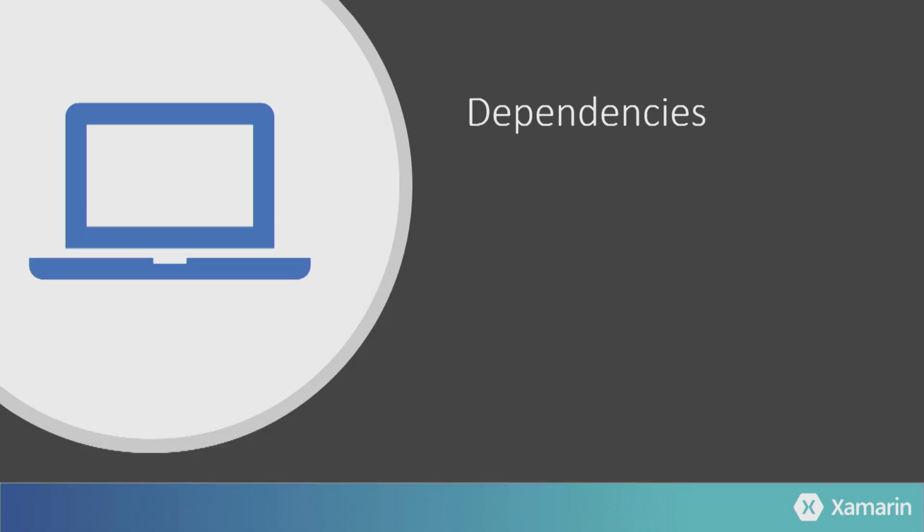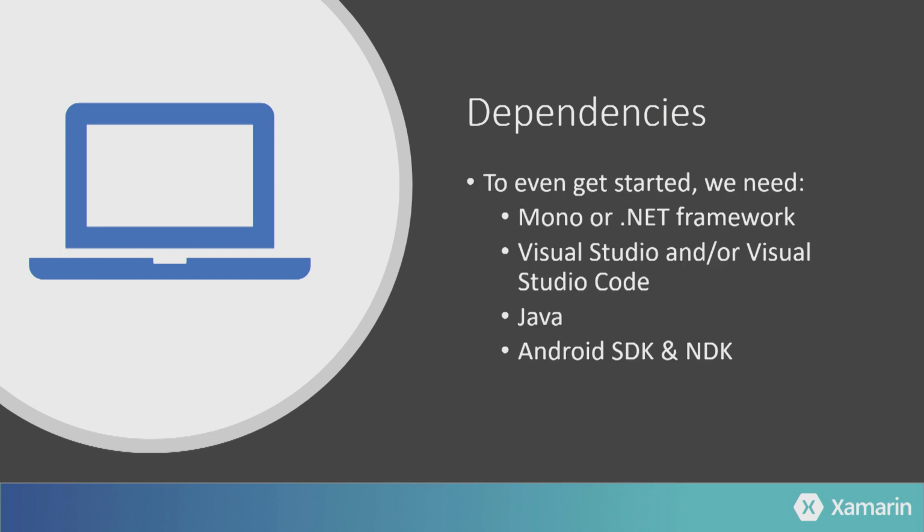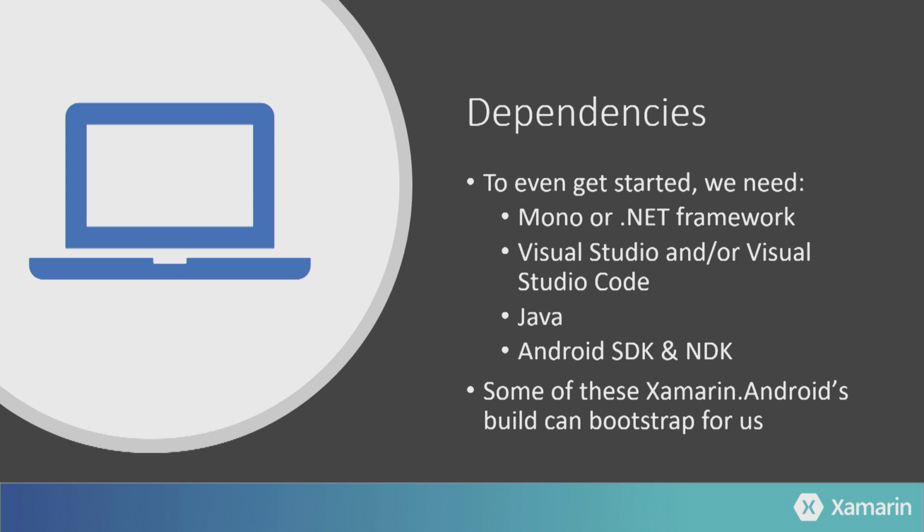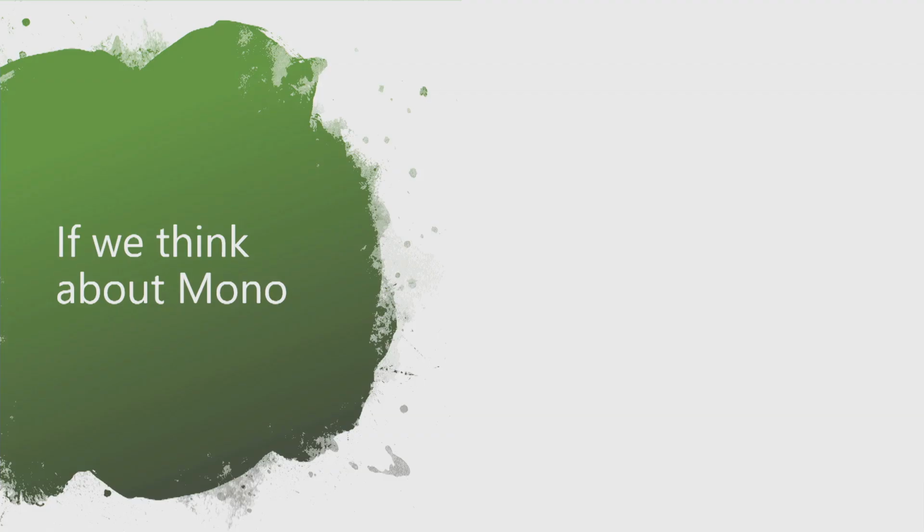Before we get started, before I get into the demo, you'll need a few things on your machine. Obviously, you'll need Mono or .NET. You'll need Visual Studio or some kind of code editor. You don't have to use a full IDE. You can use VS Code. You need Java, and you need the Android SDK and the Android NDK. And some of these, our build downloads and installs for you. But it's always important to make sure you've got these things installed.